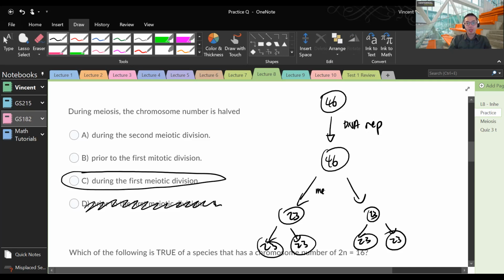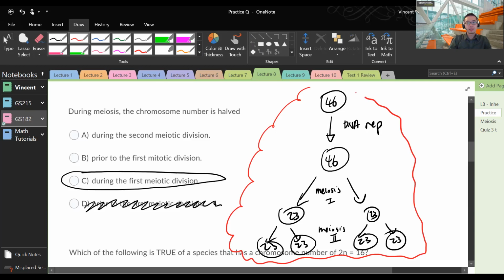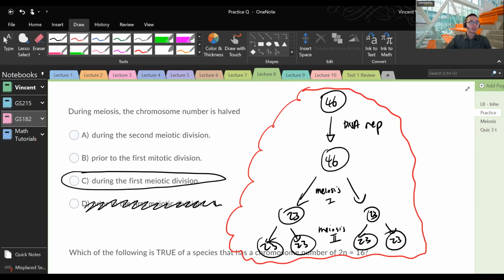This is meiosis 1, and then this is meiosis 2. Sorry again about the confusion earlier, but please write this down. Take a picture, take a screenshot.